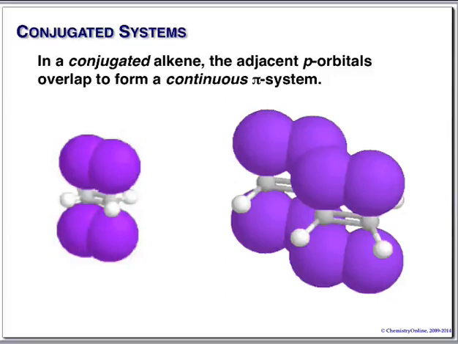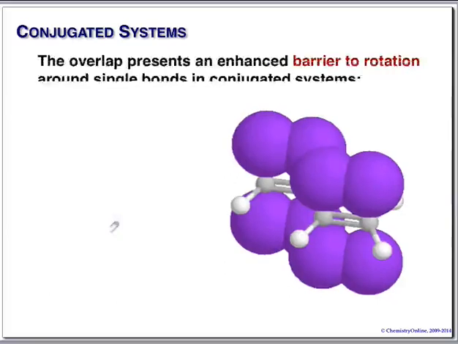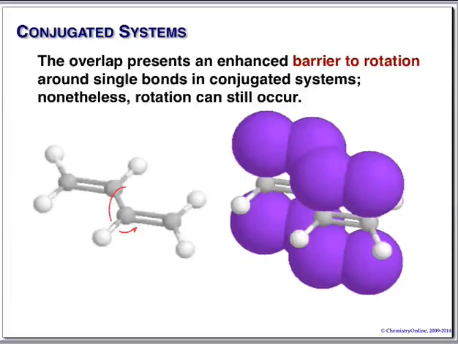Now, this is slightly different than the pi system in a simple alkene. In a simple alkene, the barrier for rotation is really high. In a conjugated alkene, the barrier for rotation is much less, so we can take this single bond, this one here, and we do have rotation. Now it's hindered, but it's much easier to rotate about that than it is a simple alkene. That will become important later.